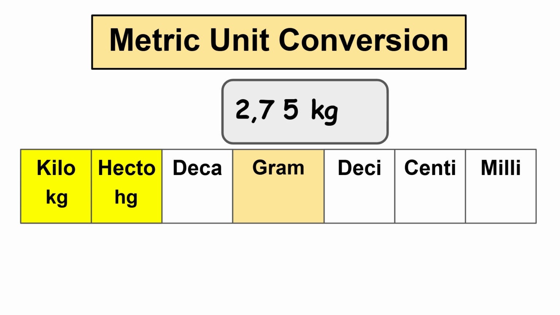Now, as you can see, hecto is one space to the right of kilo, which means that hectograms are 10 times lighter than kilograms. And when converting from a larger unit to a smaller unit, you need to multiply. So in this case, we multiply 2.75 kilograms by 10, which means we simply take the decimal in the number 2.75 and move it one space to the right. Therefore, 2.75 kilograms is equal to 27.5 hectograms.